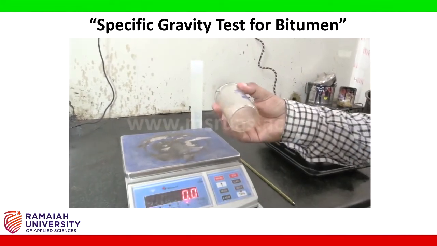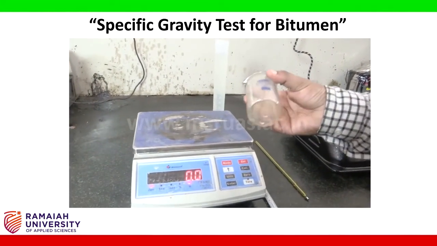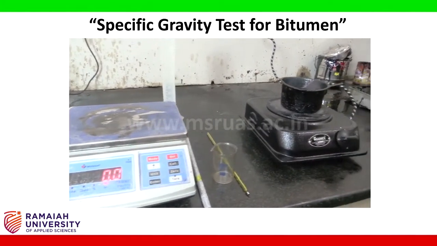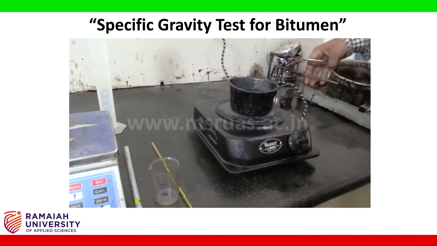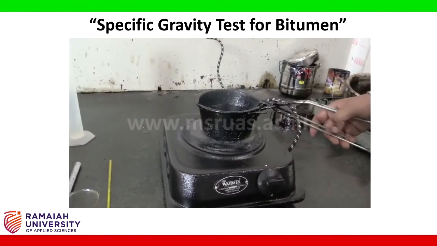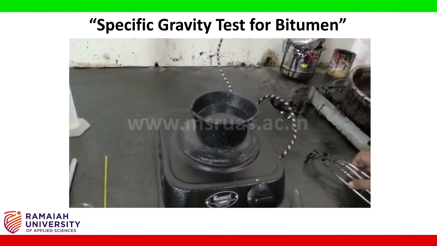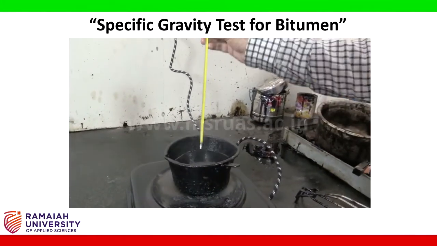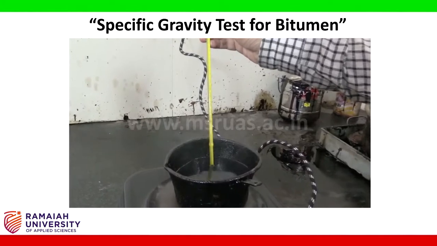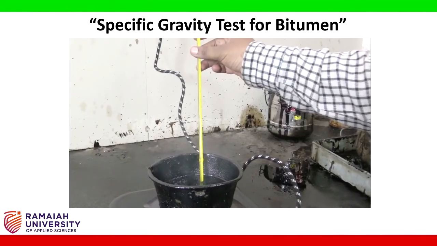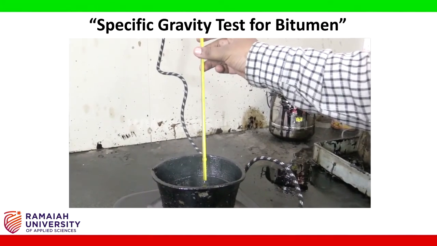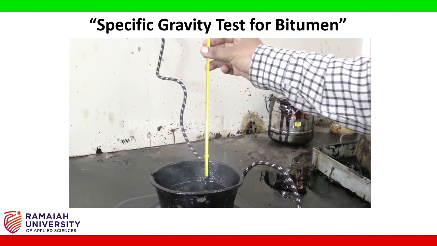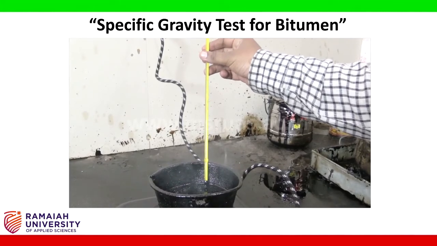Oven dry this and take half bitumen with this. Make sure that you have a temperature of 125 degrees centigrade before pouring. Let me check. Yes, it has attained the pouring temperature of 125 degrees centigrade.